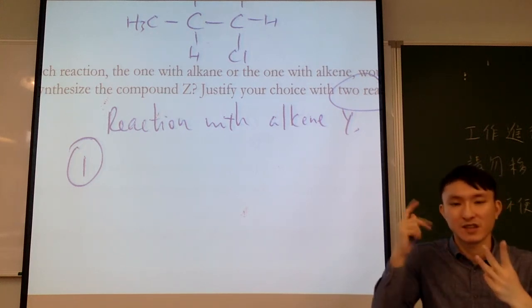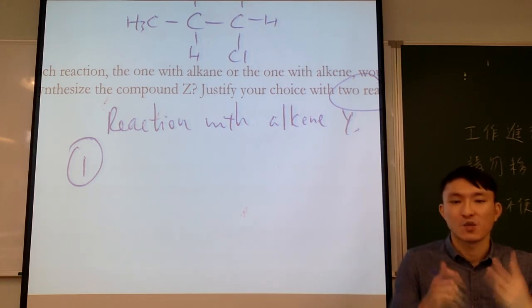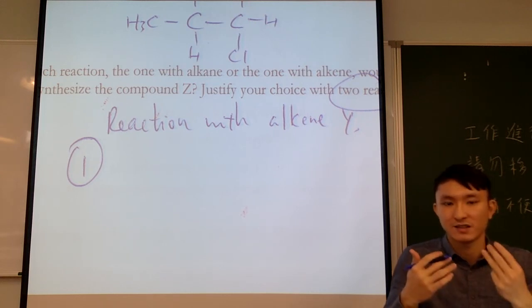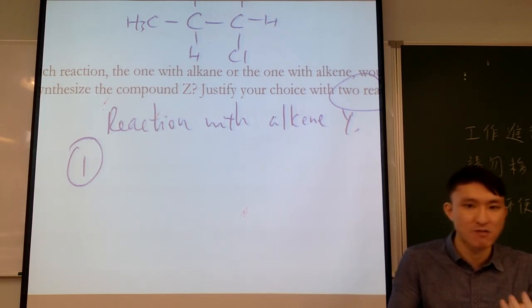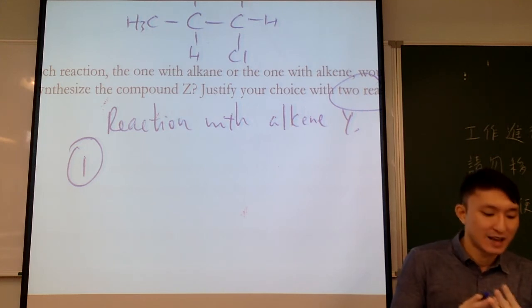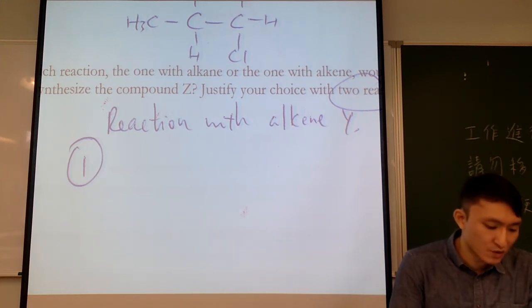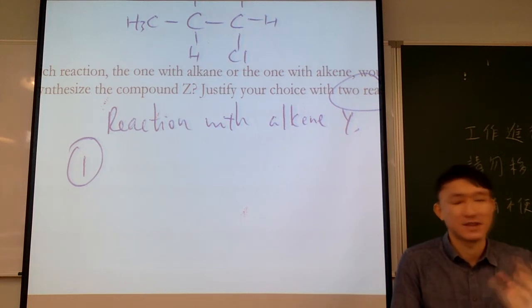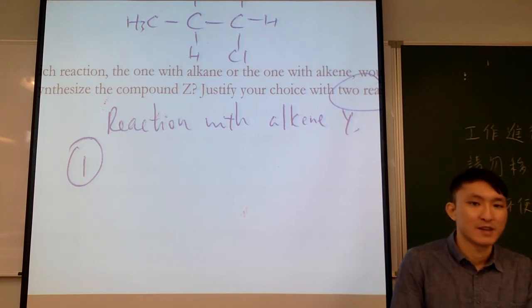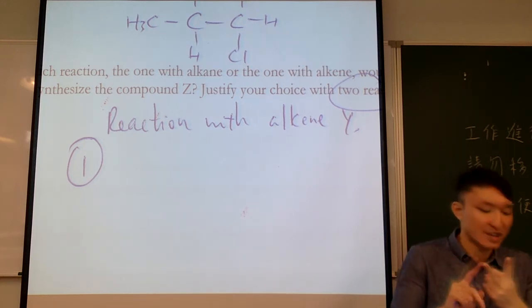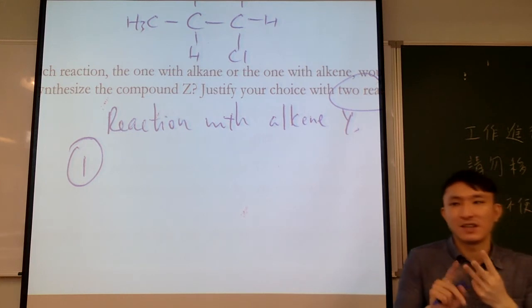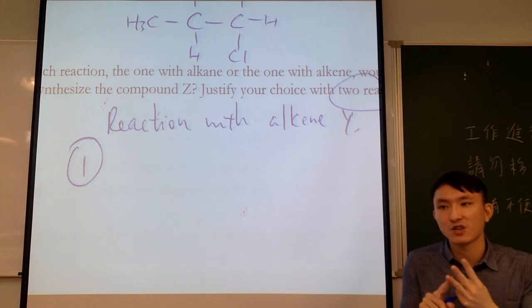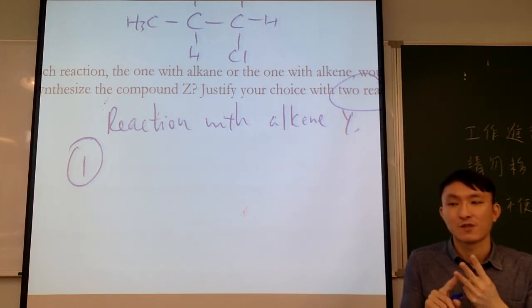The third one, you will think about the safety. Which one is safer? Does any one involve particularly toxic or hazardous compounds? You may have to think about it. And lastly, you can also talk about the money. But usually in this one, money may not be the major concern. So we will focus on the rate of reaction, the yield, and also the safety.